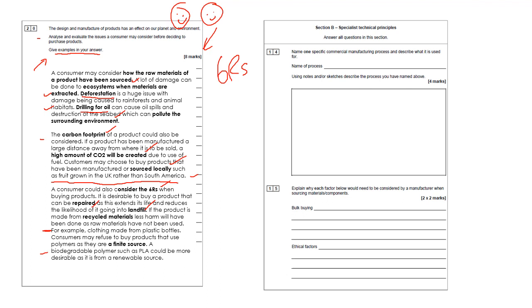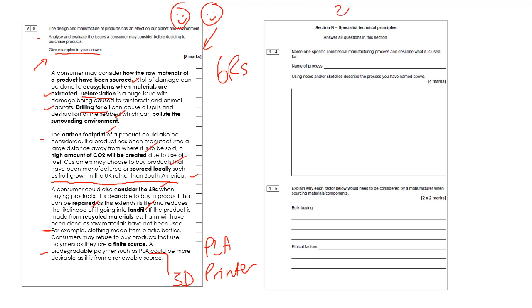And here's another example. A biodegradable polymer such as PLA, and PLA is the stuff that we use for the 3D printer, if I can actually say it, PLA, comes from plants. So PLA could be more desirable as it is from a renewable source. So I would say that's probably overkill, but that would definitely get you the 8 marks for that question.